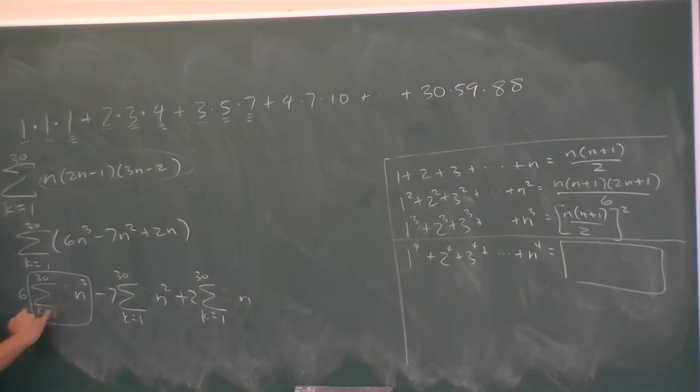Hey, wait a minute. We're using N. There's a K here. We should have just stuck with N. I don't know why I changed it. Let's go back to the N. Okay, what is this?